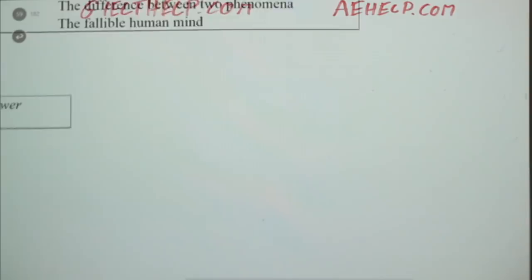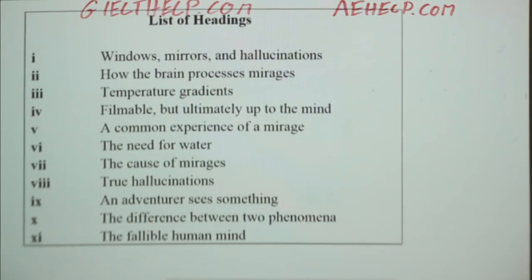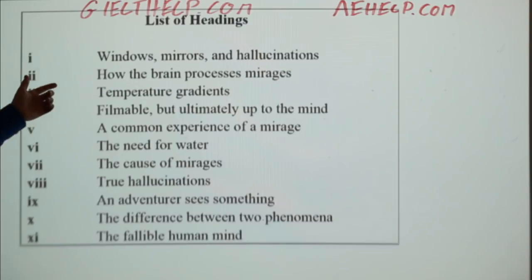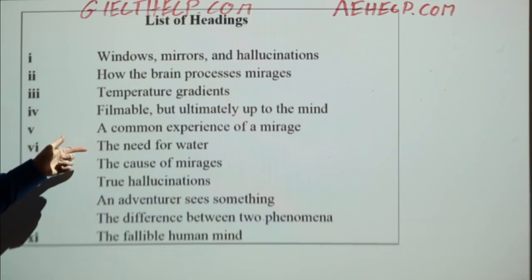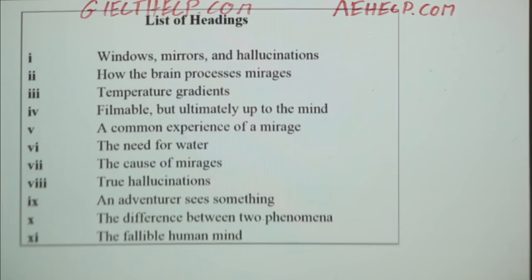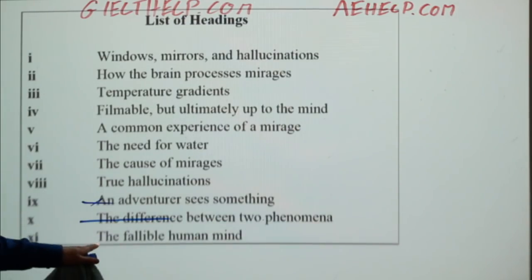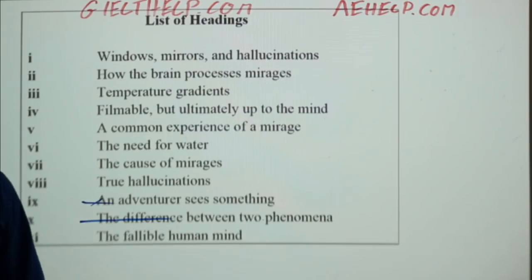So if I go back to the list of headings, and again, obviously right now we're reading this twice, but in the real exam you would only be doing this one time, okay? And you're answering these questions as we're doing right now. So here: windows, mirrors, and hallucinations; how the brain processes; temperature gradients; filmable; a common experience of a mirage; the need for water; the cause of mirages; true hallucinations; and adventure. We've X'd this one out. If you know you have the correct answer, you can cross it out. We know that this one's given, so please do not write X for any of your answers. And then the fallible human mind doesn't seem right to me.